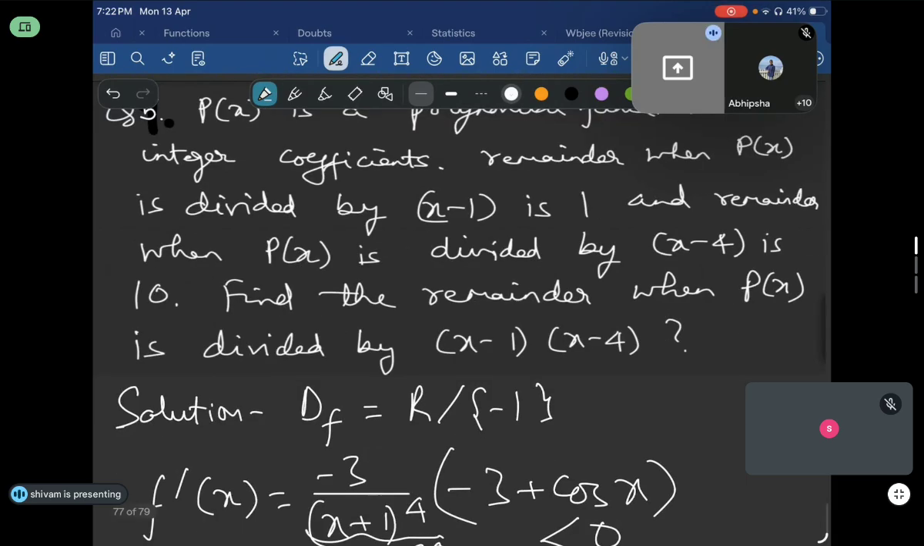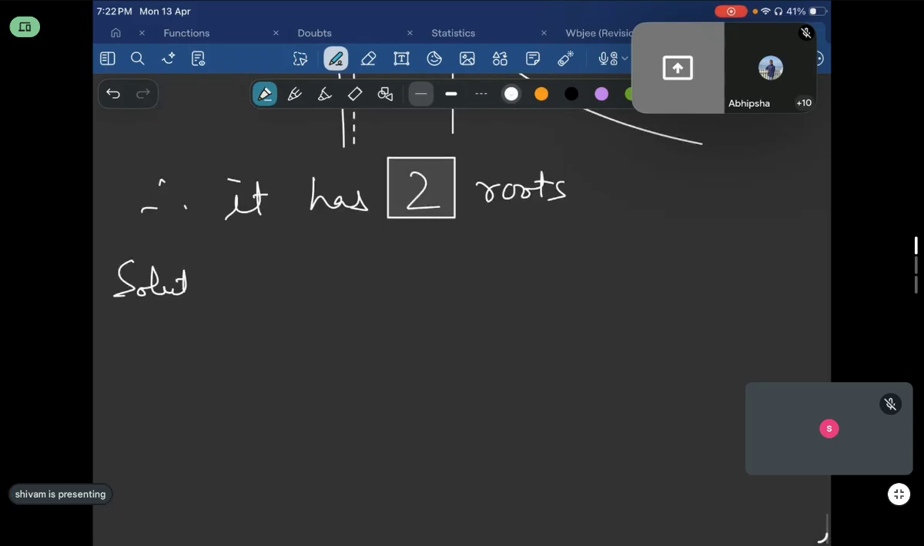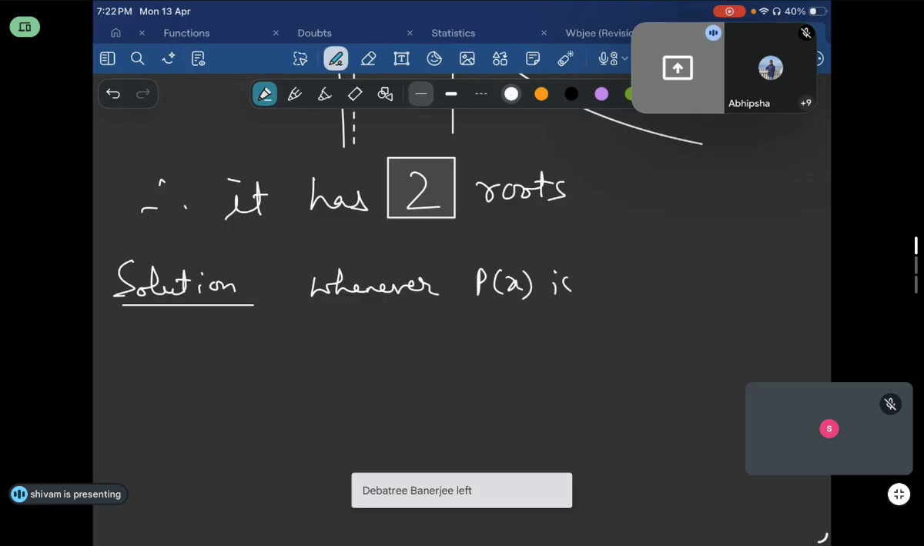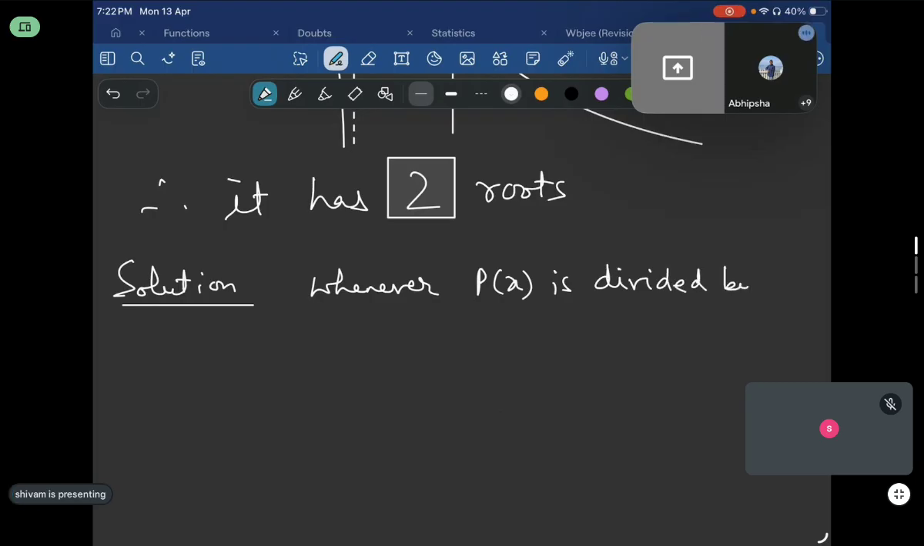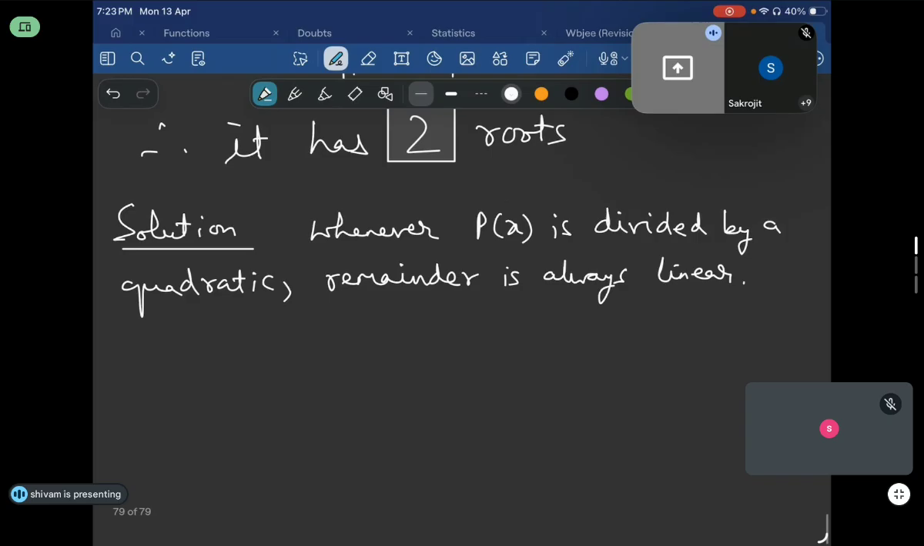Okay. So there are 2-3 things we need to recall from class 9-10. Okay, everyone? Pay attention. Whenever p of x is divided by a quadratic polynomial, what kind of remainder will you get? A linear remainder in the form of ax plus b. Exactly. When divided by a quadratic, the remainder is always linear, because the degree of the remainder should be less than the degree of the divisor.